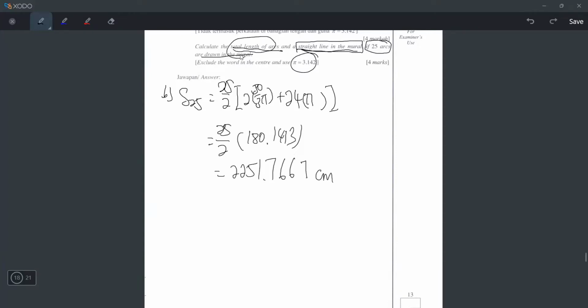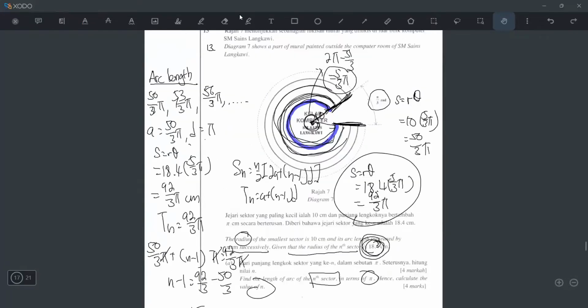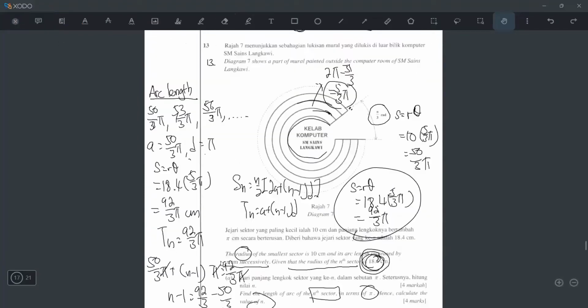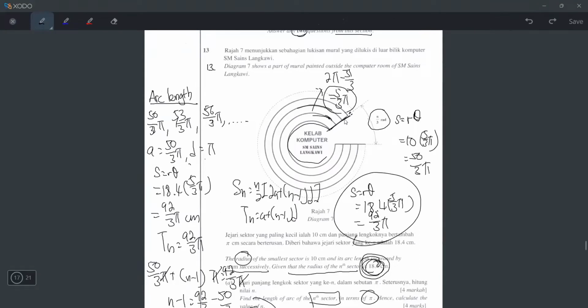Okay, but this one is just the total length of arcs, but they still want us to find the straight line, add the straight line in the mirror, right? So I think what they meant by the straight line is this line, so I will erase it. Because what you do is you add this line and this line, and all the 25 arcs, you already did it. And I think the two lines they want are here and here.